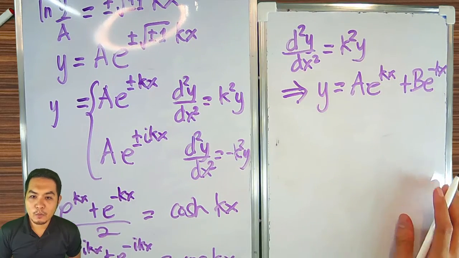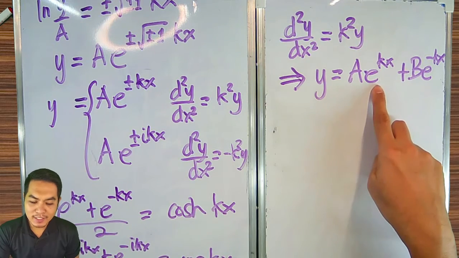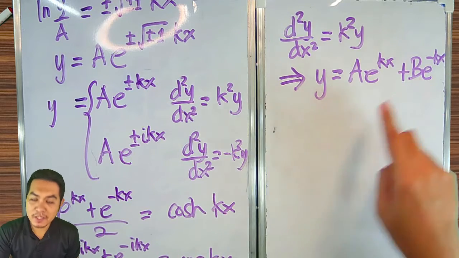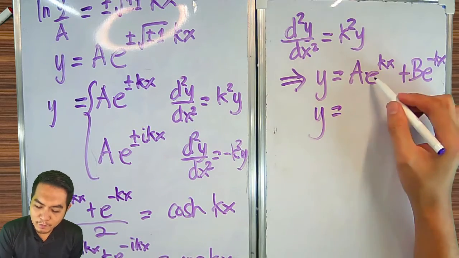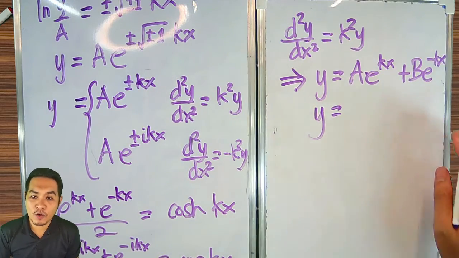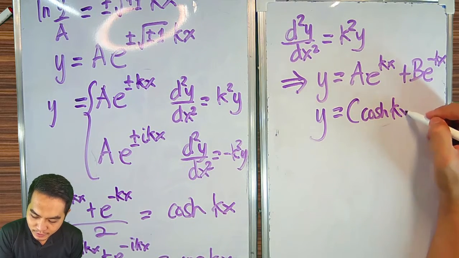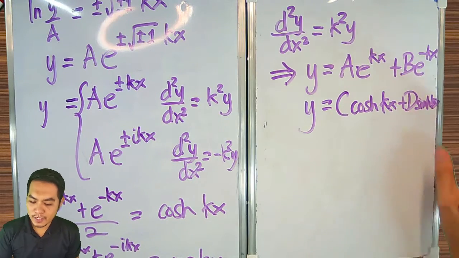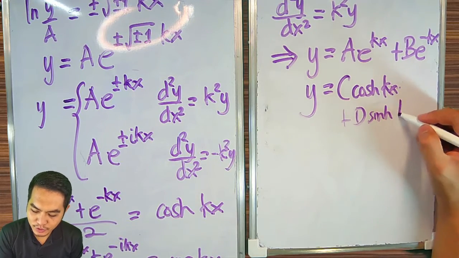Take note, we are using the linear algebra property here of solutions. If e to the kx is a solution and e to the negative kx is also a solution, then any combination of them is also a solution. So since we can combine e to the kx and e to the negative kx to form hyperbolic cosine, then say c hyperbolic cosine kx plus d sinh kx is also a solution.